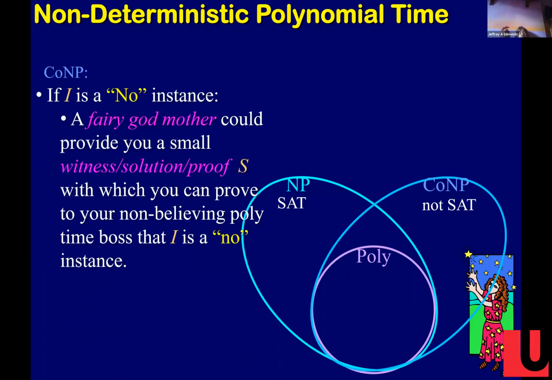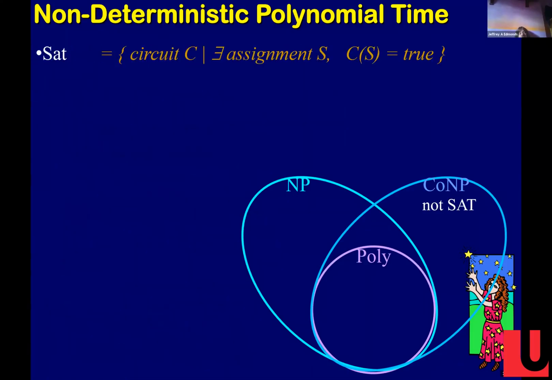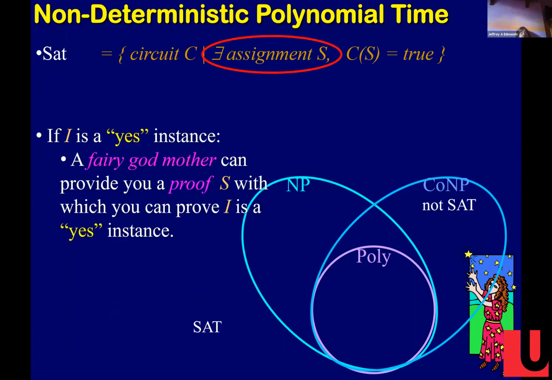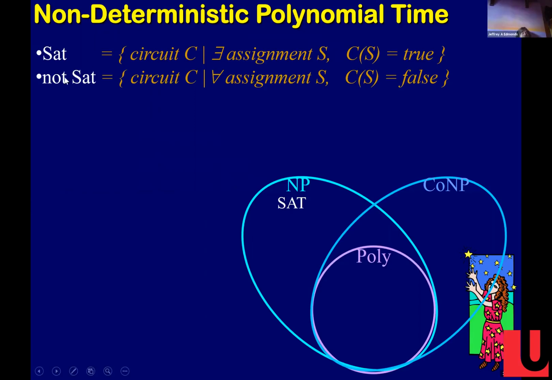CoNP is the same, except we reverse the yes and the no. Let's not get into that too much. So here's a question. I put it on a number of tests and everybody got it wrong. Here, satisfiability is a yes instance if there exists a solution for which the circuit says yes, right? So that's satisfiability. Co-satisfiability is all circuits for which every solution is false, right?